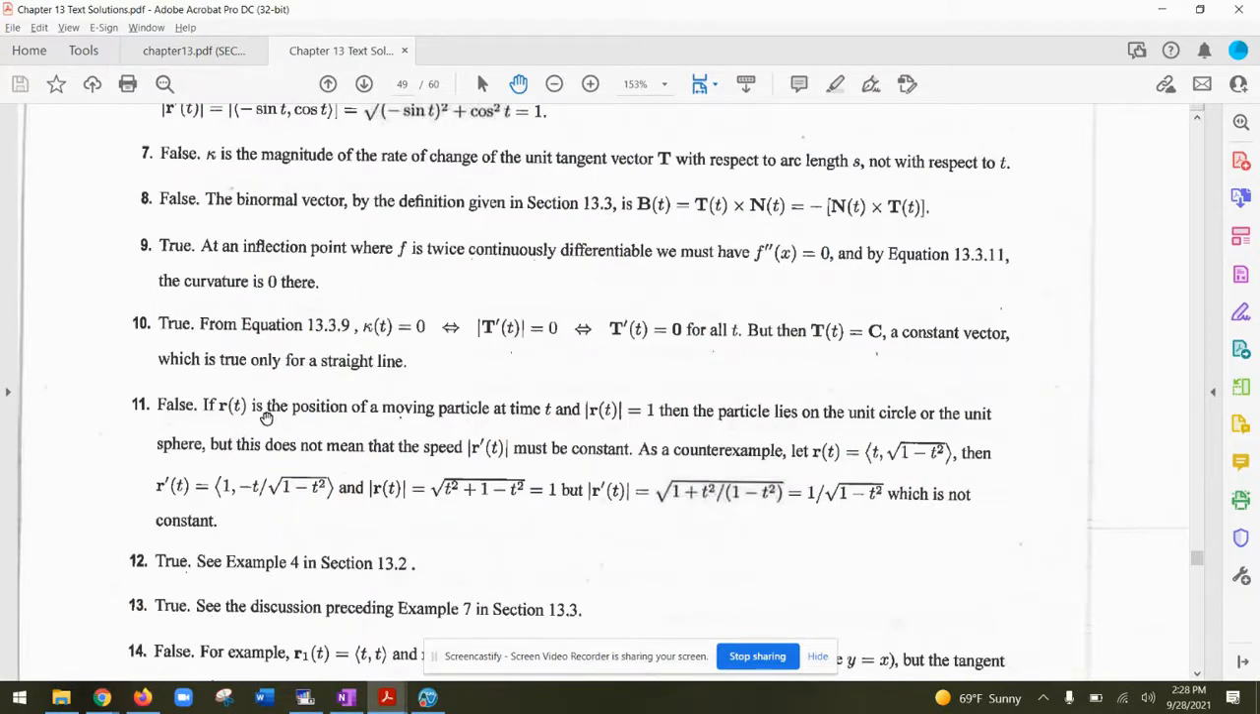False. If r of t is the position of a moving particle at time t and the magnitude of r of t is 1, then the particle lies on the unit circle or the unit sphere. But this does not mean that the speed must be constant. What? Oh, they've parametrized it differently. So they parameterized it with a rectangular version instead. That's odd, isn't it?